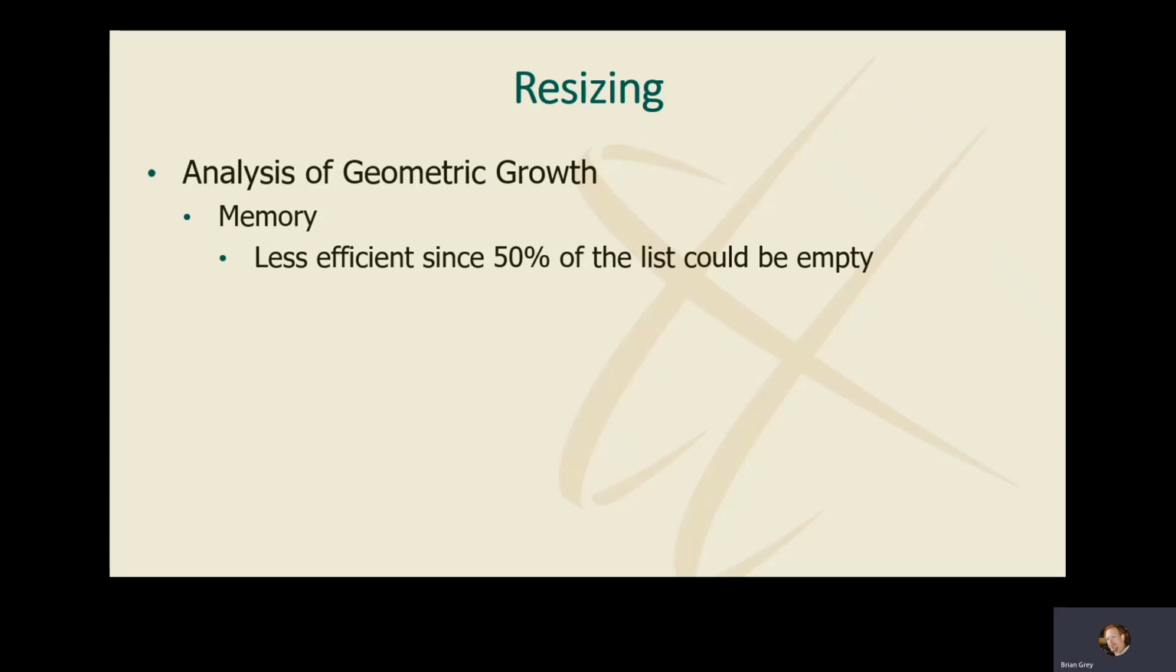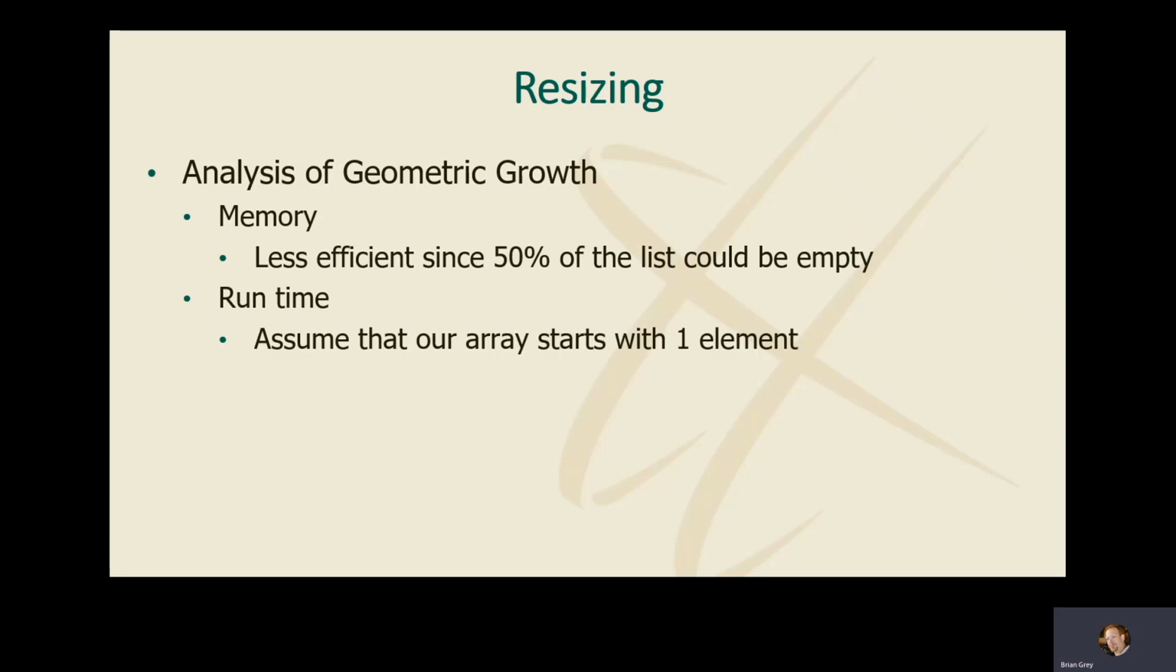If we double our size, whatever our proportion is, right? That proportion minus 1 could be empty. So we could have a lot of empty slots here. So that's not ideal. But let's take a look at runtime then.